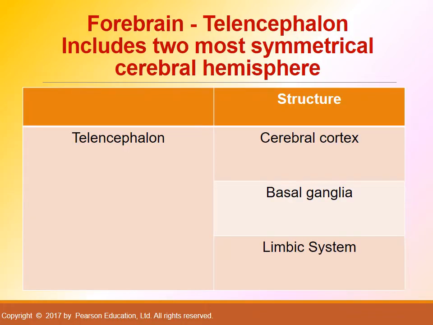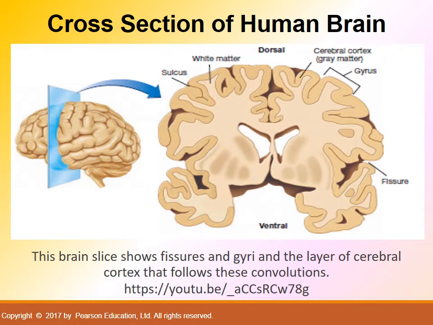Now we look at the telencephalon, which includes the cerebral cortex, the basal ganglia, and also our limbic system. This picture shows a cross section of the human brain. From this cross section, we can clearly see the cerebral cortex, surrounded by the cerebral hemisphere that looks like a tree. As you can see, the cerebral cortex on the upper side is gray matter.